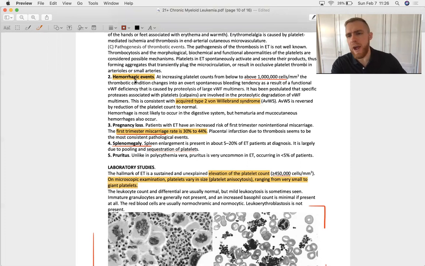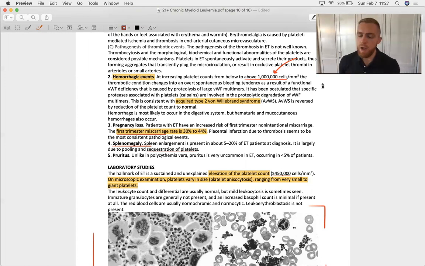Something interesting, hemorrhagic events, because apparently once you get above 1 million platelets in your blood, then you actually start using so much von Willebrand factor that you get deficient in it. And so this is very similar to DIC, in which you're clotting in so much that you're using up all your clotting factors, so you end up with a deficiency.